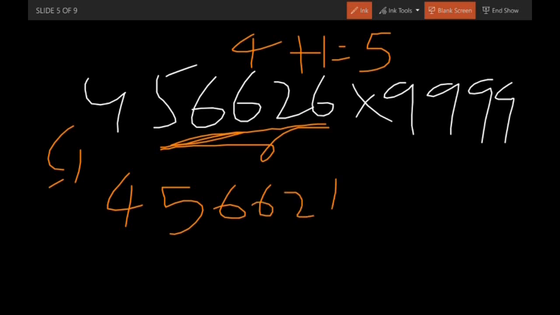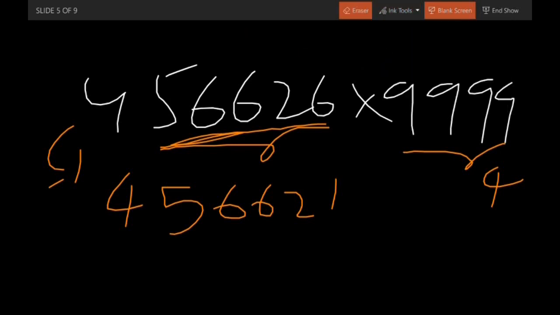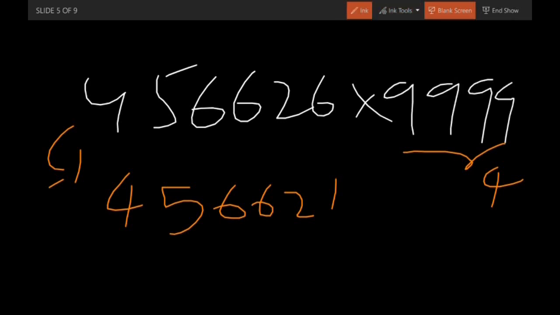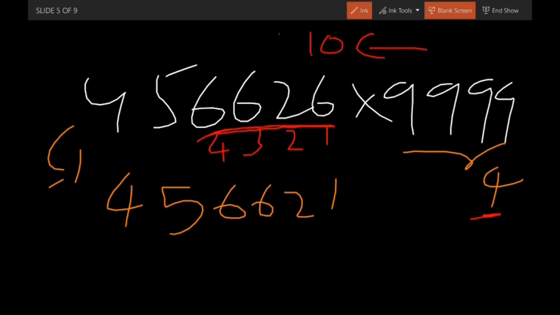Now the next step is, see, we are going to count. Here we have 4 digits, so we are going to take 4 digits from this direction. So this is 1, this is 2, this is 3, this is 4. So we are going to take only up to these. What I have said is, the first number should be subtracted by 10, and the remaining numbers should be subtracted by 9.